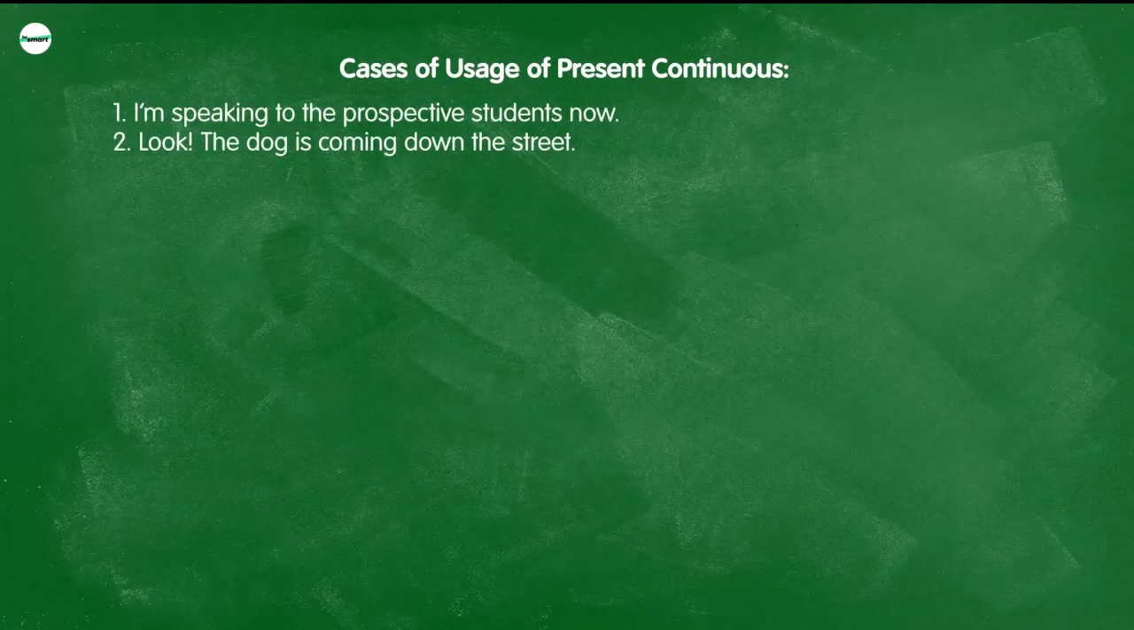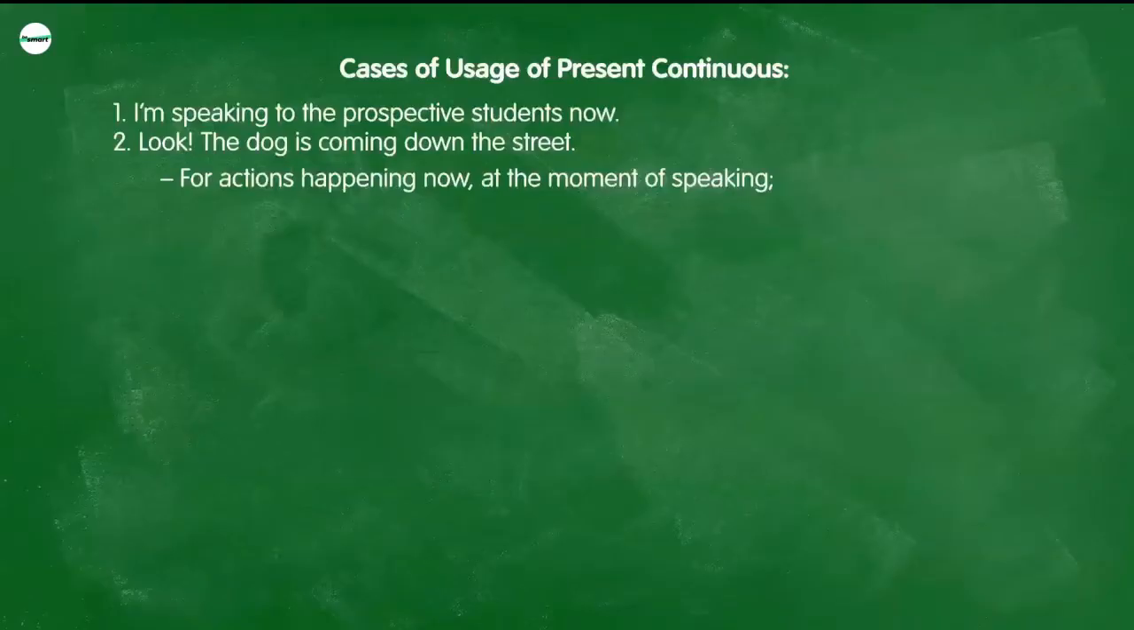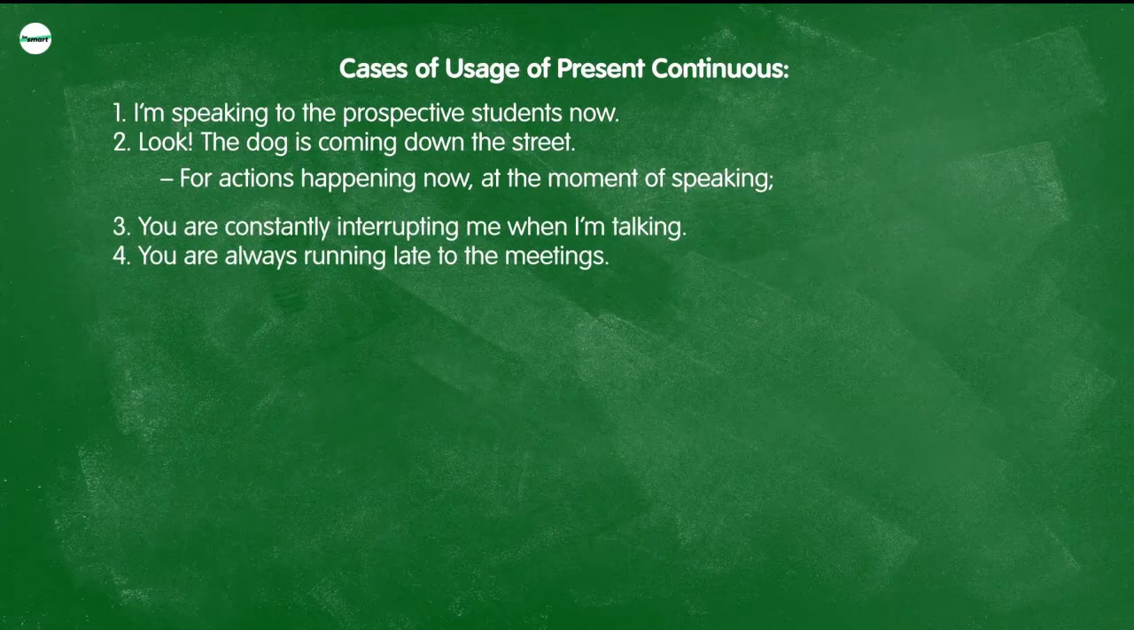For example, if I say, I'm speaking to the prospective students right now, or look, the dog is coming down the street. Right now, I'm talking about events that are happening at this moment, just like I am speaking to you. It's right now. However, I can also say that you are constantly interrupting me when I'm talking, or you're always running late to the meetings.